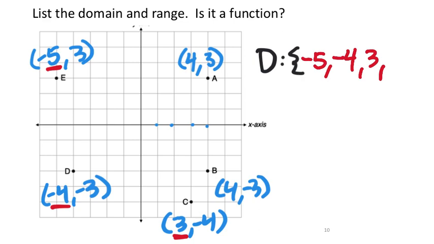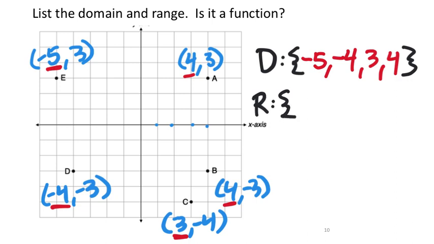So there's 3. And then finally, A and B have the same x value. And remember, that means something for a function, okay? But we'll get to that. There's my domain, even though there's two 4s in my x values, I only listed once. And now I'm ready for my range on this.